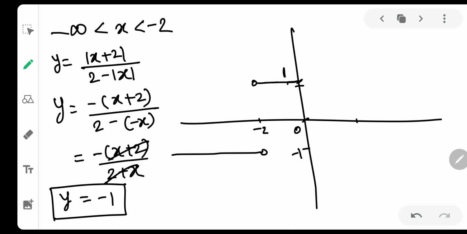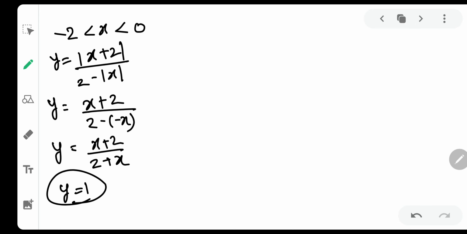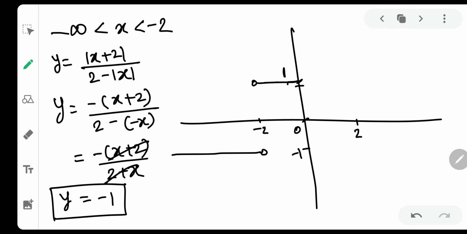Now the next point to be considered is 2. From 0 to 2 what will happen? Okay, so let us see. Suppose 0 to 2 we are going. Let us consider x as 0. So let us put x as 0. 0 plus 2 will be 2 and 2 minus 0 will be 2. So at 0 the value of y is 1. So there is no problem. This value is considered. There is no problem at all.